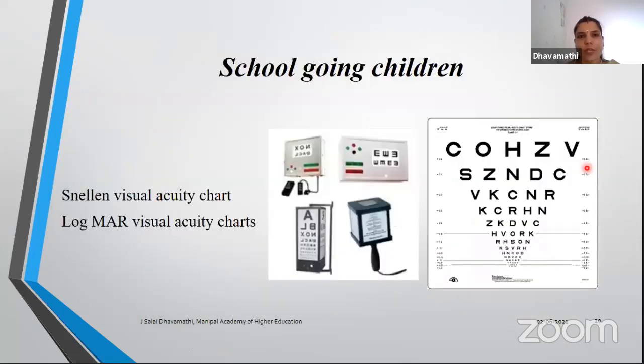And for school going children, like greater than 5 years, as they are old enough and we can rely on what they are saying, we can check vision with the Snellen visual acuity chart or the Logmar visual acuity chart. And also in the Snellen, you can use a projection chart where you project a single line, so that you can avoid the crowding phenomenon in these kids. So this is for the school going children.